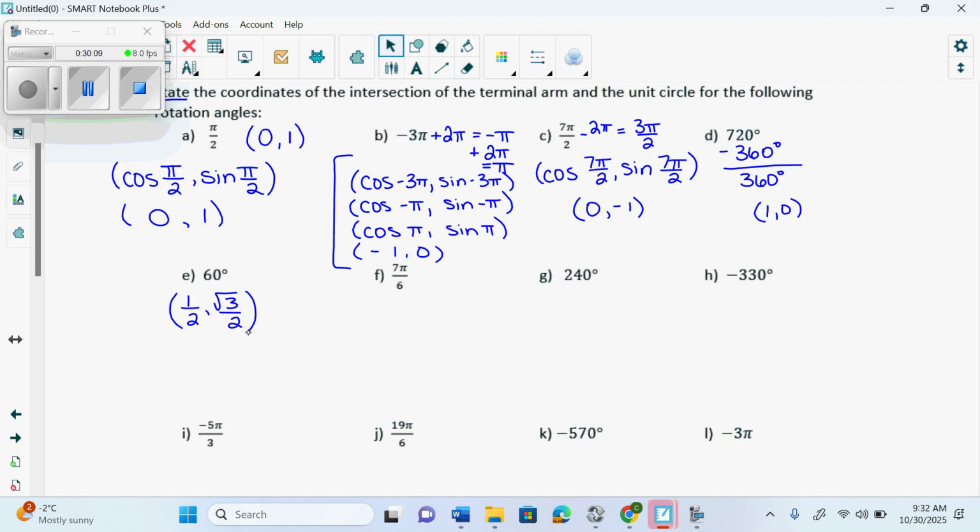7 pi over 6 lands at 210. I just know to memorize the different decimals, but that's fine. So it's going to be a 30-degree reference angle. So if it's a 30-degree, I'm going to get negative a half. Nope, negative root 3 over 2, sorry. And negative a half.